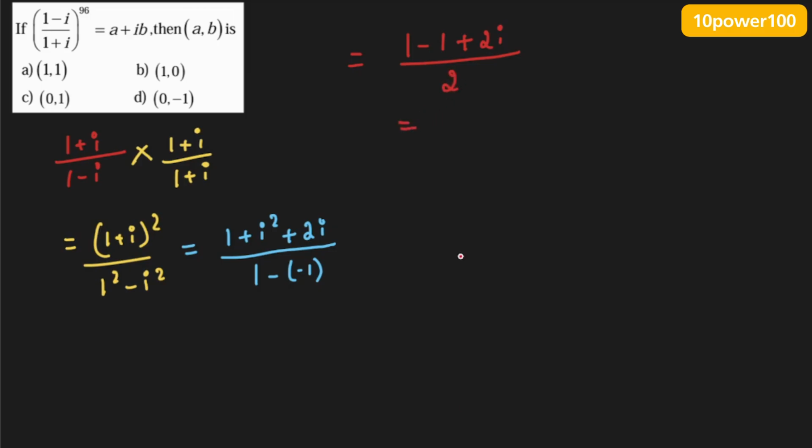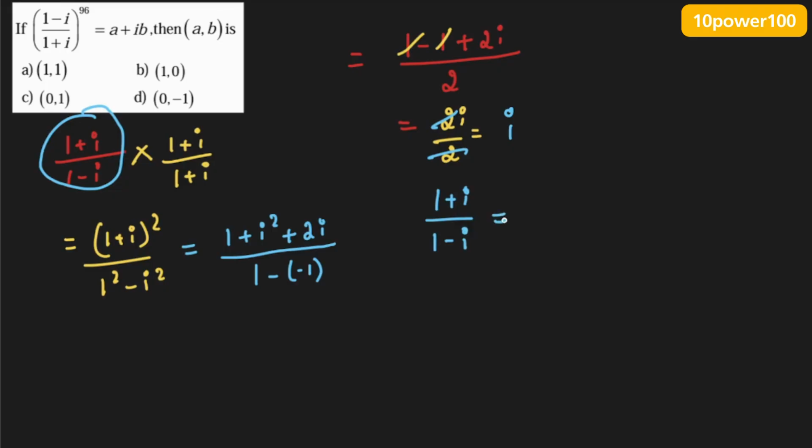Next, in this case, we can cancel the plus 1 and minus 1. We end up getting 2i by 2, and the 2 cancels out. What is remaining? It is i. So (1 plus i) divided by (1 minus i) is equal to i.